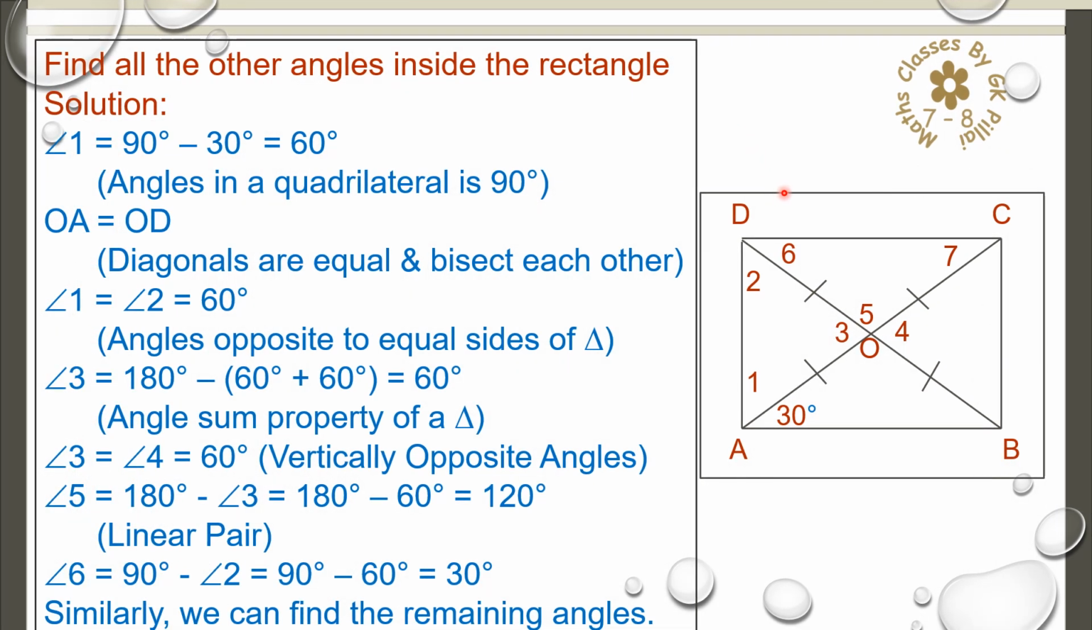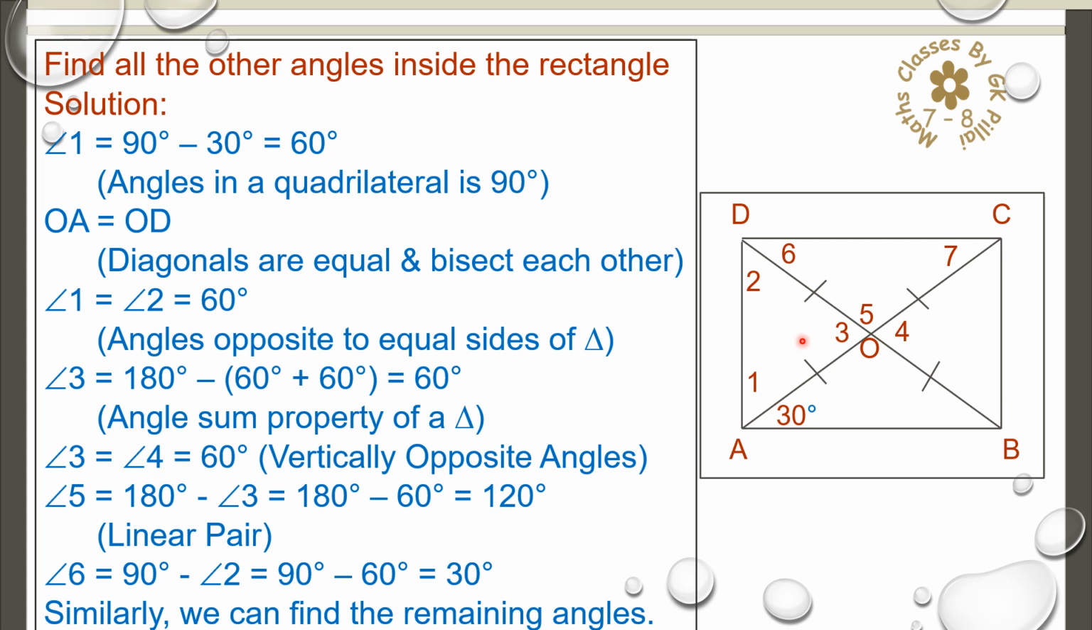Now I will be discussing two questions from your textbook only. Here you have to find all the other angles inside this rectangle. You are given one angle to be 30 degrees. We have to find the remaining angles. We know that the angles in a rectangle is 90 degrees. If this is 30 degrees, angle 1 will be 90 minus 30, 60 degrees.